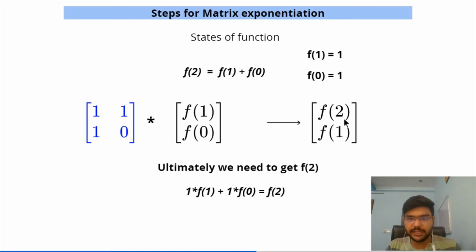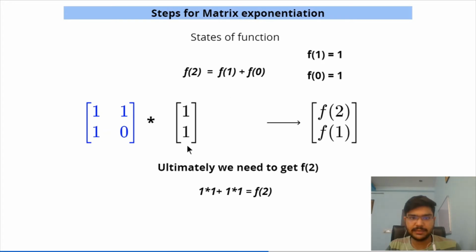And to get this first element from the LHS, what we need to do, we need to multiply this particular row with this column to get the first element of this matrix. So we'll multiply 1 with f of 1 and 1 with f of 0 to get f of 2. Alright, so we know the base conditions for this particular Fibonacci series, that is f of 1 is equal to 1 and f of 0 is also equal to 1. So we'll write these base conditions in the matrix, and then the result of f of 2 would be 1 into 1 plus 1 into 1, that is equal to 2. So f of 2 we found out, that is 2. So this is the basic concept of matrix exponentiation.